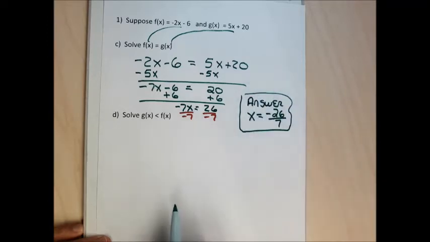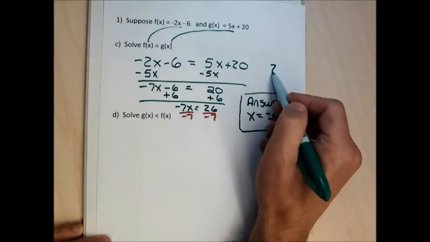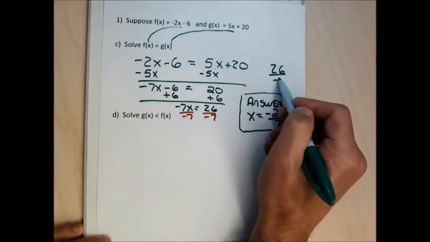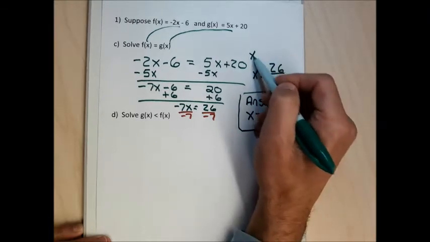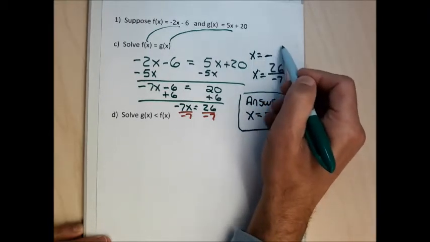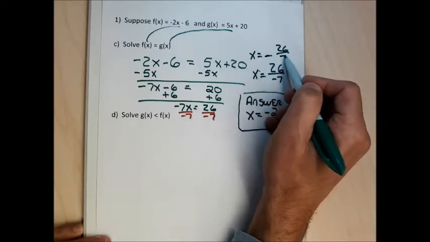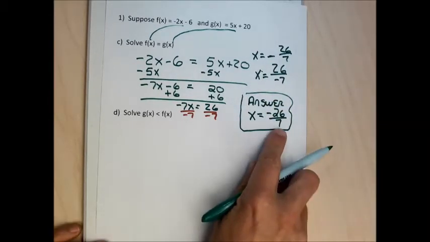So my answer is some form of 26 over negative 7. You could have written that with an x equals, or you could write the negative in front of the fraction. Any one of those three would be fine. This is one I just instinctively would write.